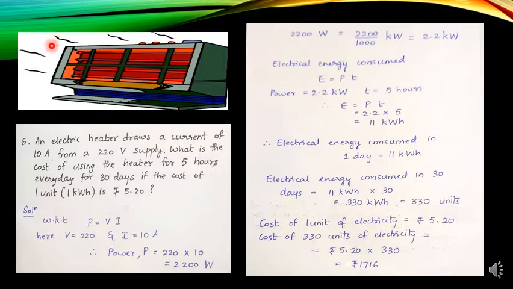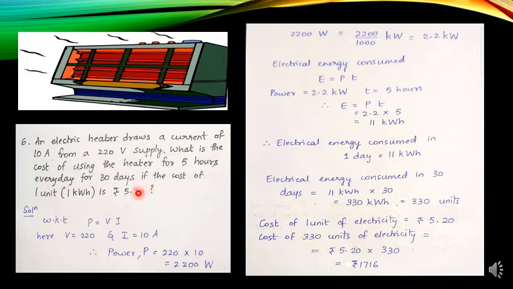Next problem is based on an electric heater. An electric heater draws a current of 10 amperes from a 220 volt supply line. What is the cost of using the heater for 5 hours every day for 30 days, if the cost of 1 unit, that is 1 kilowatt hour, is 5 rupees 20 paise? This is your question.